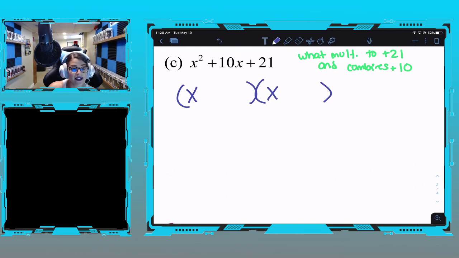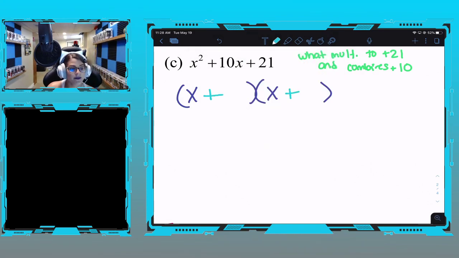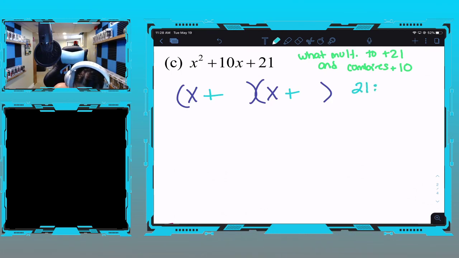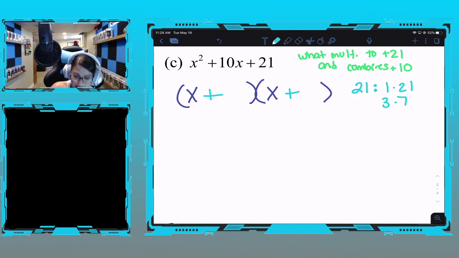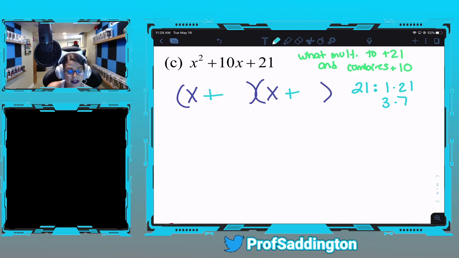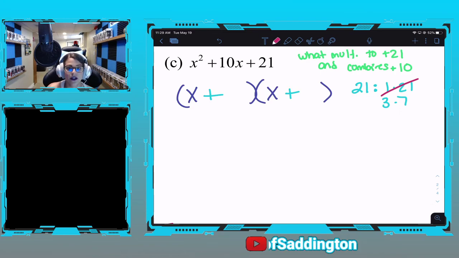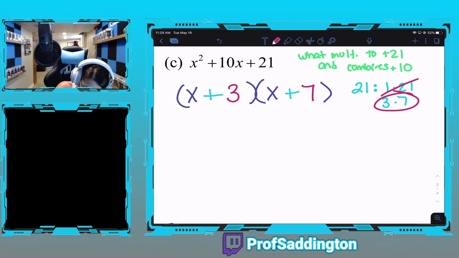Well, because everything's positive here, I know that it's going to be x plus something and x plus something. So, let's think about 21 for a second there. I've got 1 times 21 and 3 times 7. One of those needs to combine to give us 10. 1 plus 21 is 22. That doesn't work. 3 times 7 is 21, but 3 plus 7 would give us 10. So that is what my answer will be.